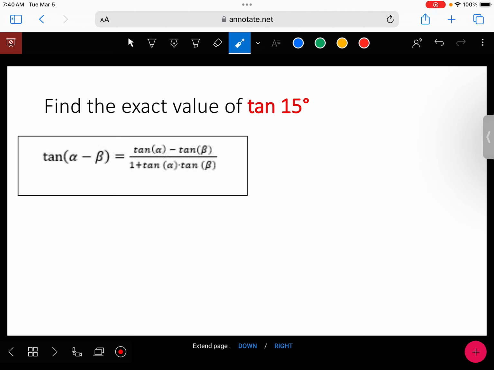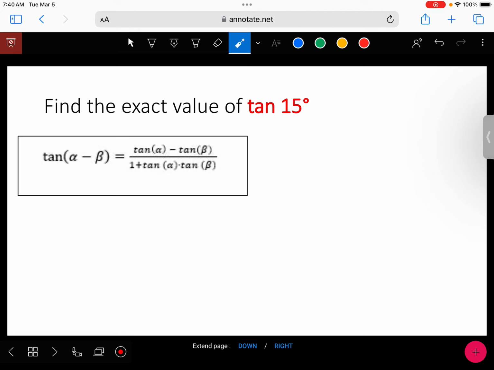Tangent of 15. I think there's a lot of angles we could use, but I want us to subtract. We can't add to get to 15 because we don't have any angles less than 15. Well, I guess we could if we use some negative angles, but let's not make it complicated like that. So what 2 angles do you want to subtract to get to 15 degrees?